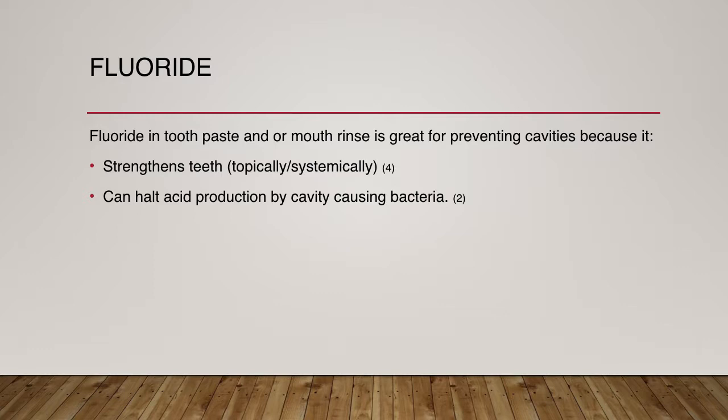And then the other way systemically is if there's fluoride in your diet, from fluoridated water, or even, I know some offices give supplements for fluoride for children. So, anyways, the fluoride will actually come out in your children's saliva, and so it's a topical form of fluoride also. And then the other way it helps prevent cavities is it can help stop the production of acid by the bacteria that cause the cavities.